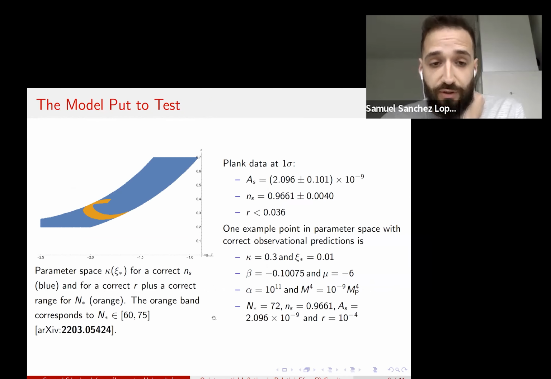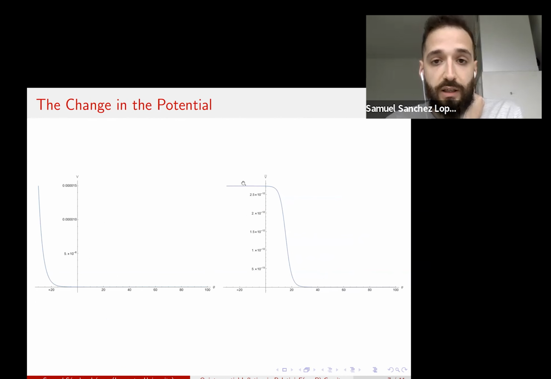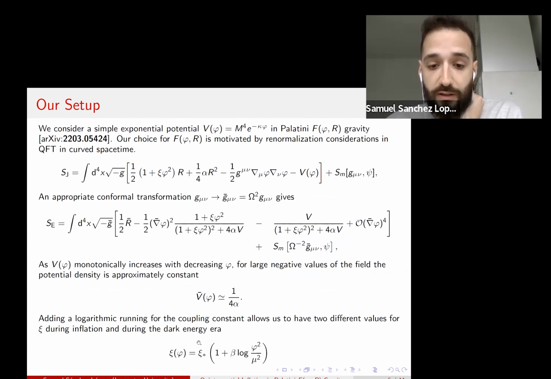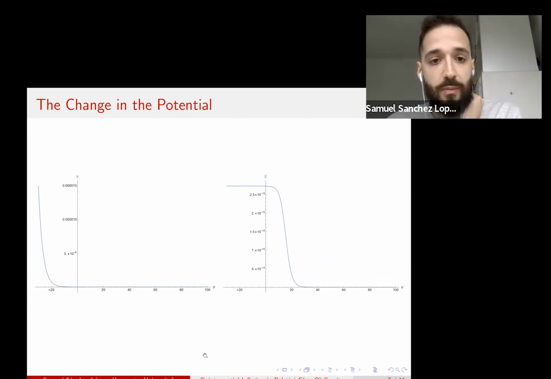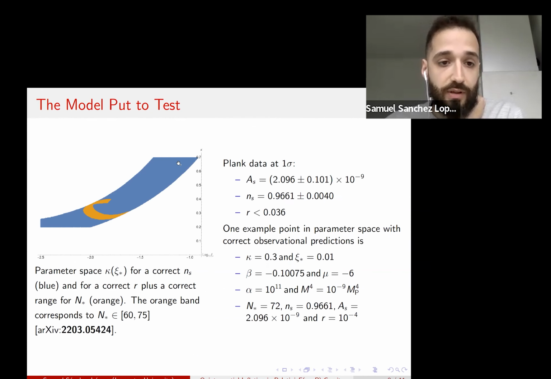Okay, so we also solved the full equations of motion in the Jordan frame numerically. We did a parameter scan of the theory, and that's what I'm showing here in the kappa-psi star plane. Kappa, remember, is the strength of the exponential, and psi star is basically the non-minimal coupling. And these are our results. In blue are all the points that give a correct value for the scalar spectral index. And in orange are all the points that give a correct value for the scalar spectral index, for the tensor to scalar ratio, and a correct range for the number of e-folds.